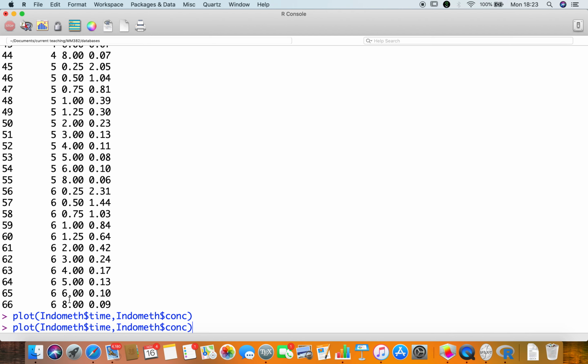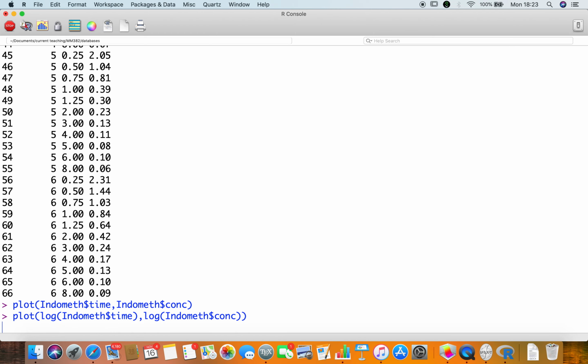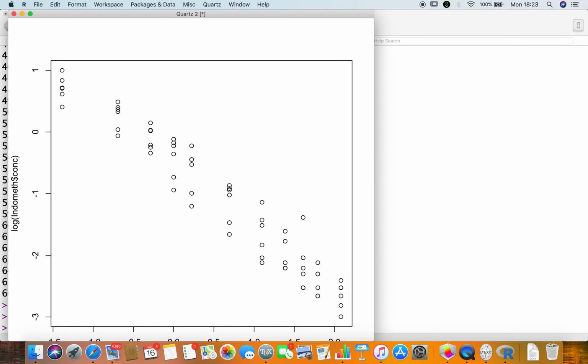So what I'm going to do now is get the log of this. Now, this is the natural log. It's usually called ln, but in R, it's called log. So now I'm going to plot the log of the time versus the log of the concentration. And when I do that, magically you get a linear relationship between the two.